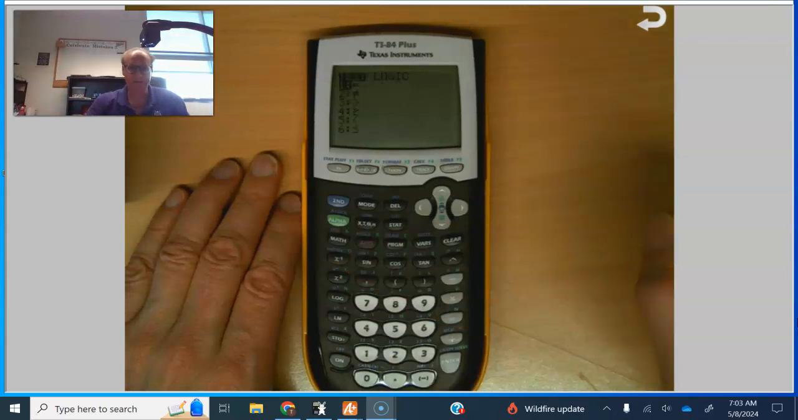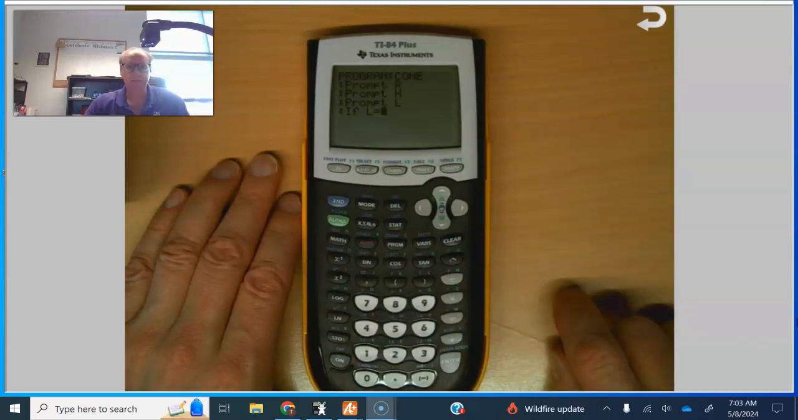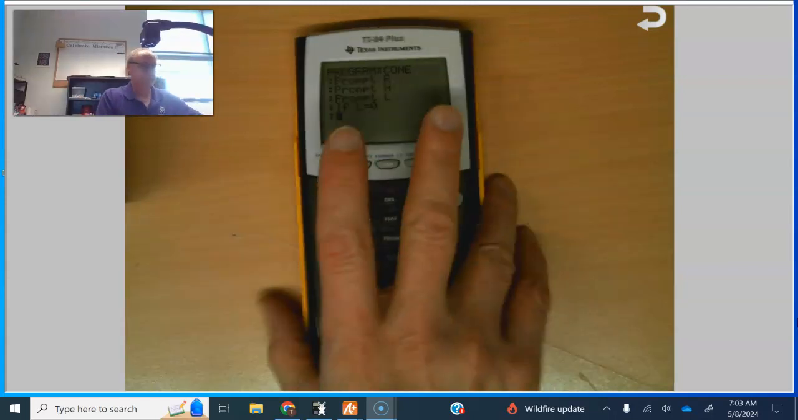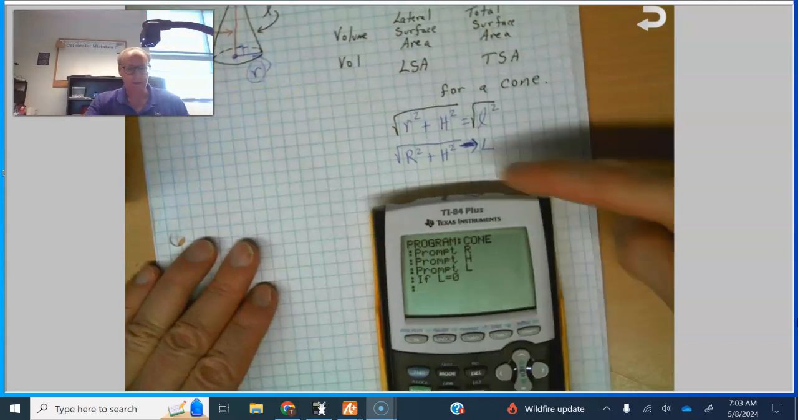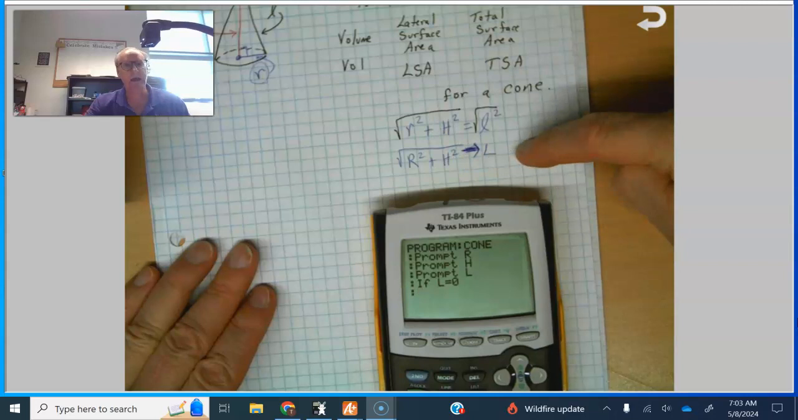The very first test is the equal sign, and I press enter or press the number 1. Either one is correct. And if L is equal to 0, then what it's going to do is assign a value to L. It's going to say, take the square root of r squared plus h squared and assign it to L.